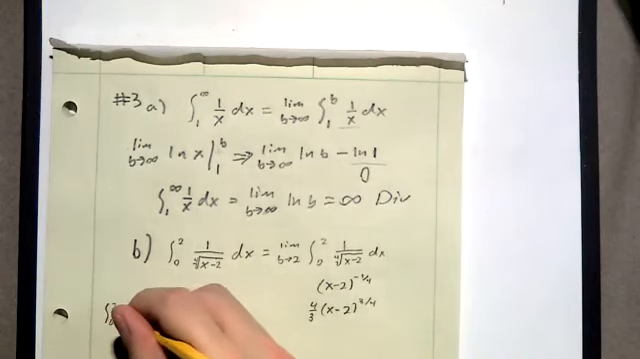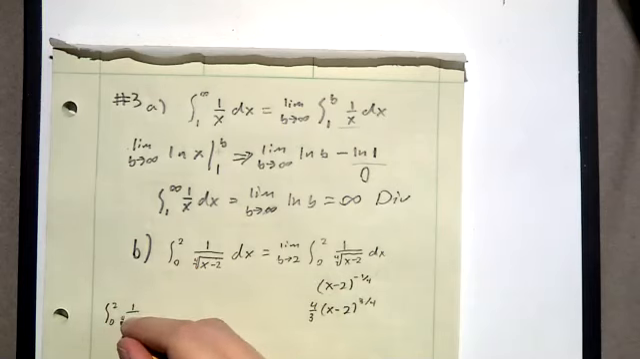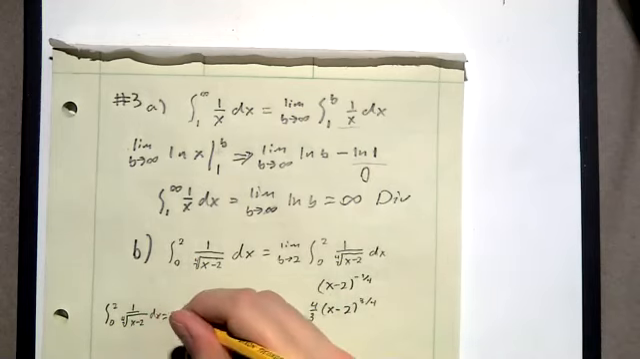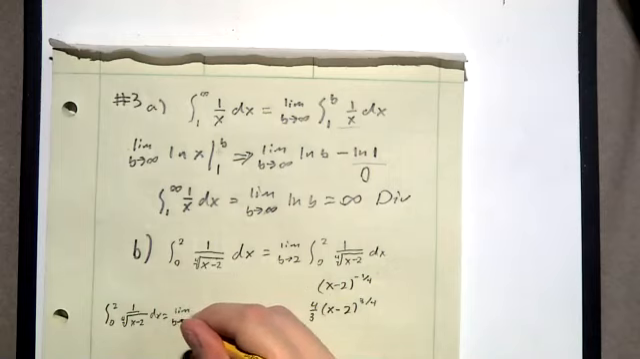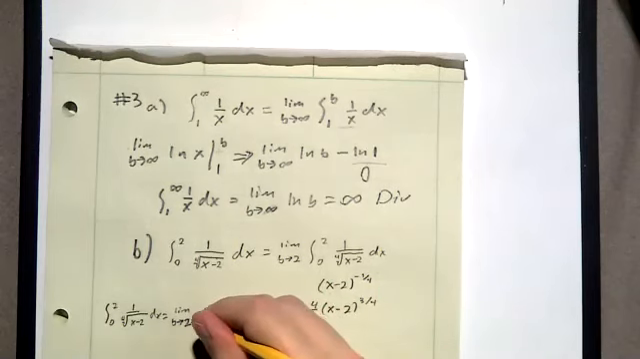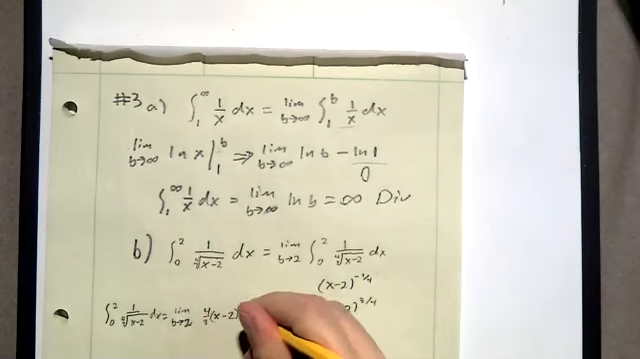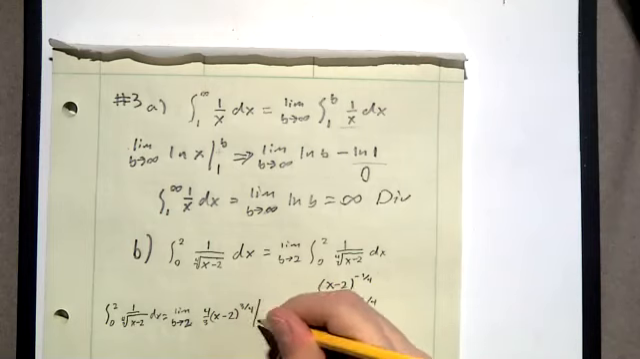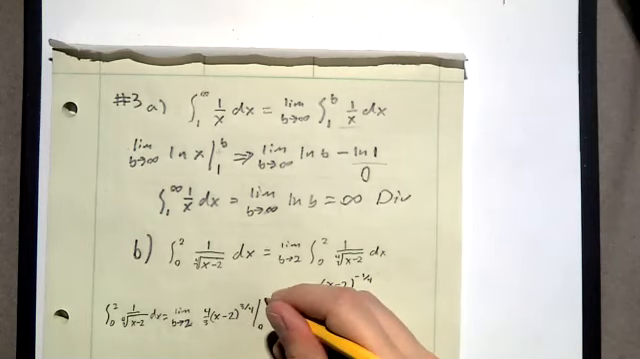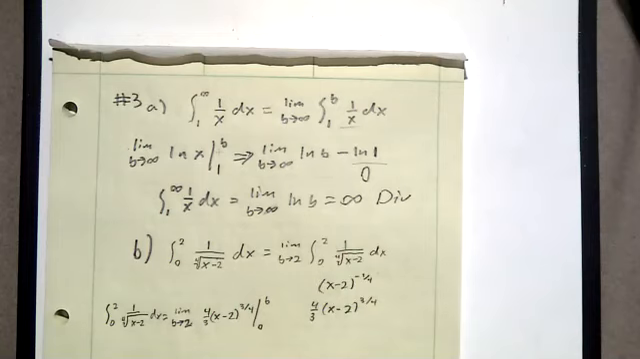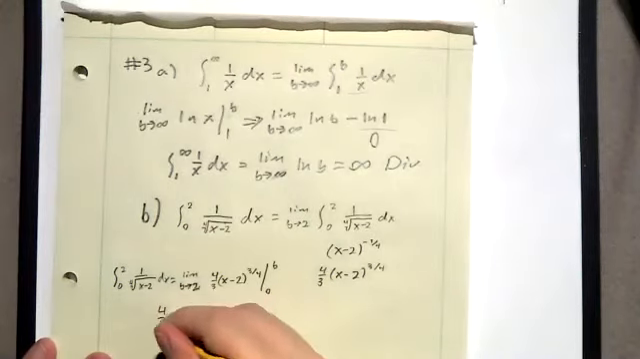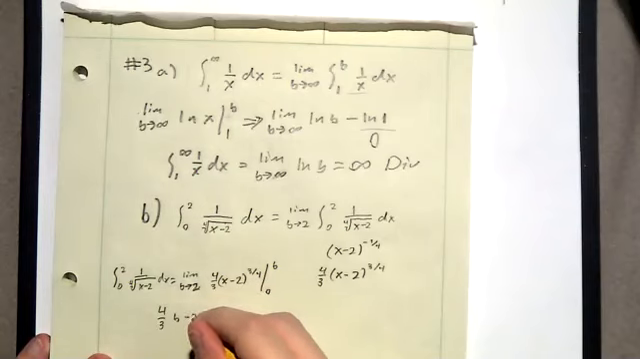So we have the integral from 0 to 2 of 1 over the 4th root of x minus 2 dx, which is equal to the limit as b approaches 2 of 4/3 (x minus 2) to the 3/4, evaluated from 0 to b. So we get 4/3 (b minus 2) to the 3/4.